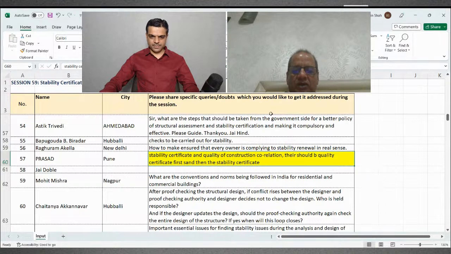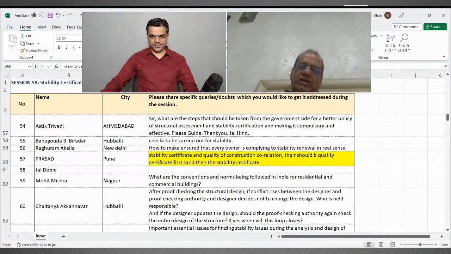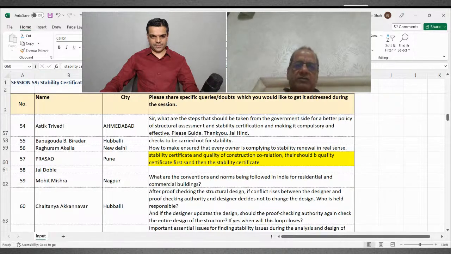Stability certificate and quality of construction correlation. Structural design certification and subsequent construction quality are not linked. But your structural drawing should have sufficient remarks, notes, and specifications. Your general notes drawing should adequately explain the construction details with all those good parameters.